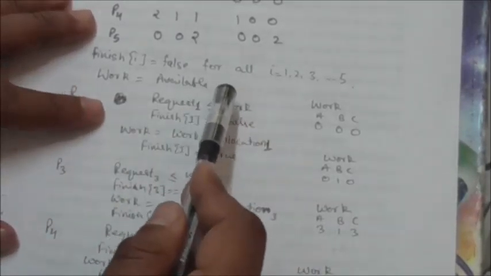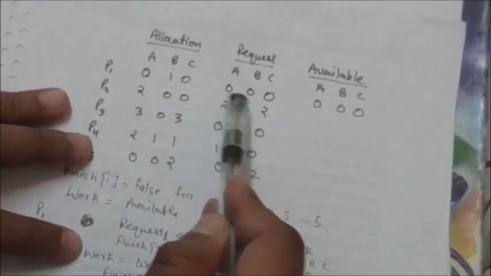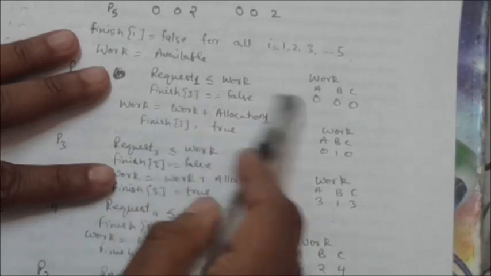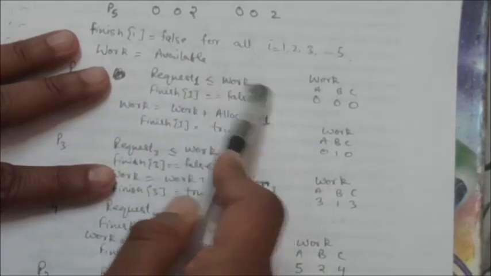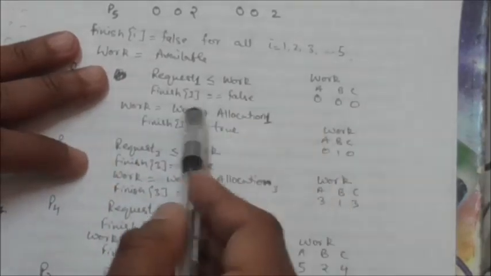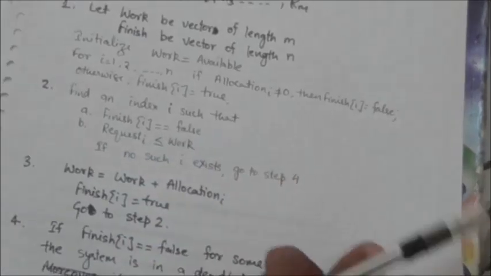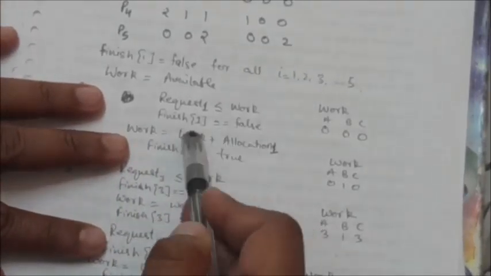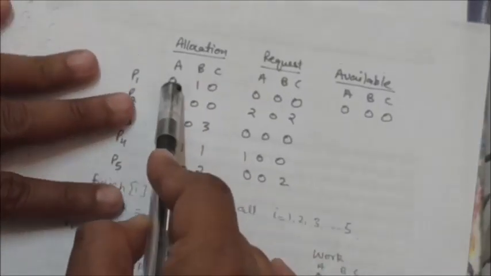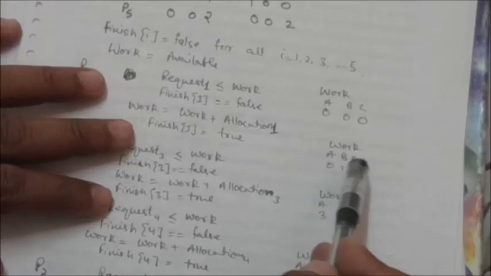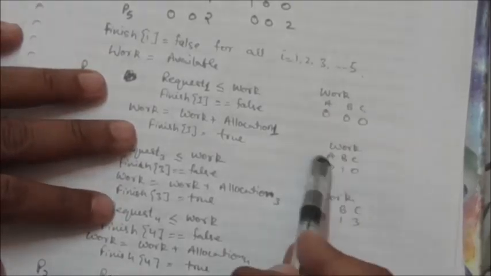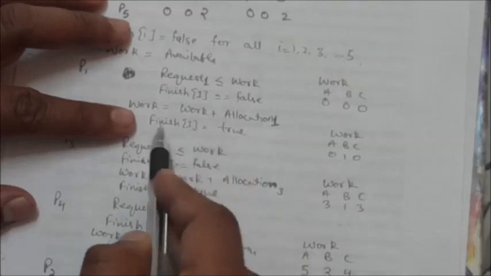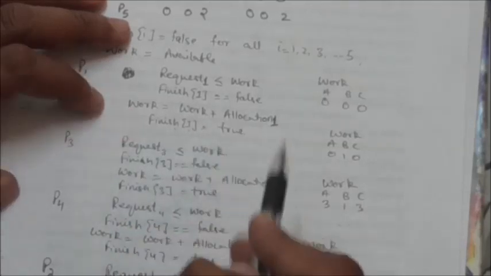So index 1 satisfies both the conditions. You can see that the first row of request matrix, that is request 1, is less than or equal to work, so this condition is satisfied. And finish 1, the value at index 1 in finish vector, is also false. If both conditions are satisfied, we go to step 3. In step 3 we update the value of work vector. To work vector we add the first row of allocation matrix, which is 0, 1, 0. So we add 0, 1, 0 to work vector and get the new value 0, 1, 0. After that we set finish 1 equal to true. So at index 1 in vector finish we have set the value true.